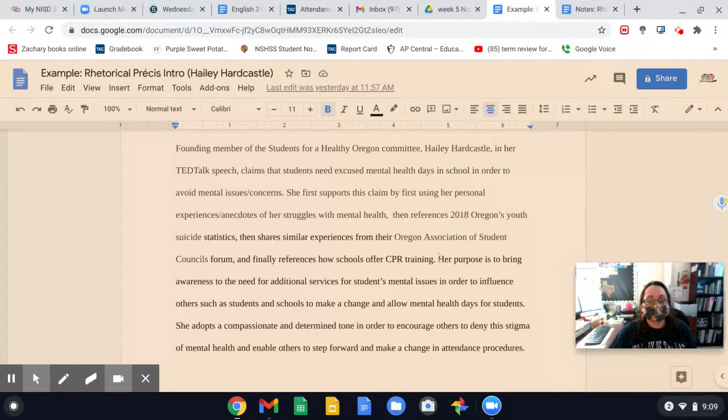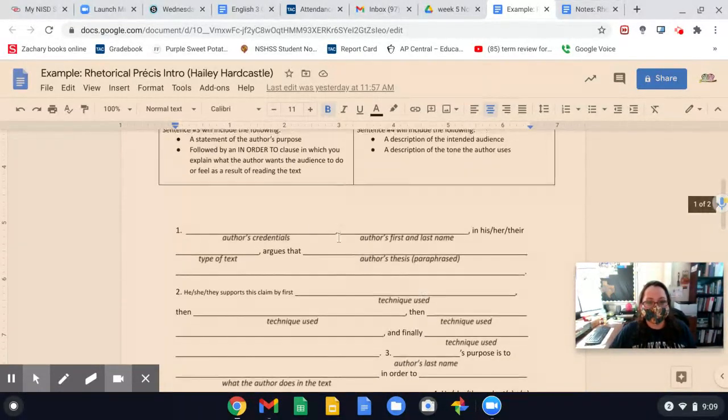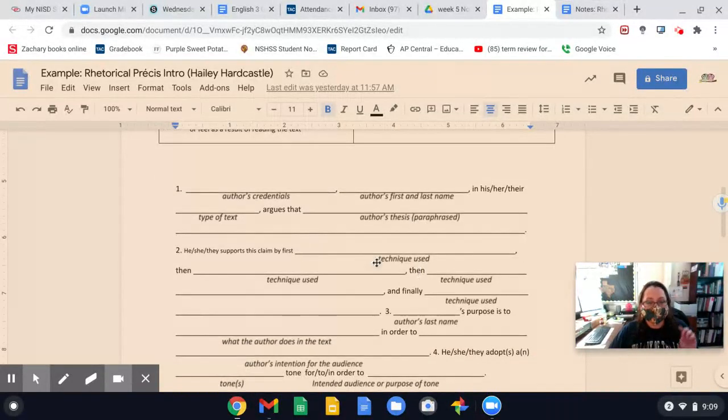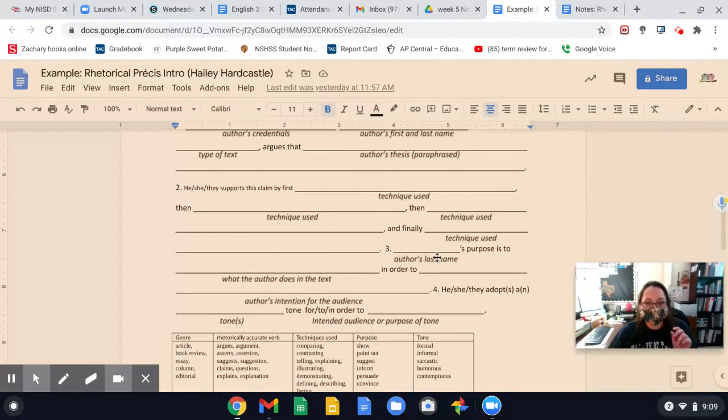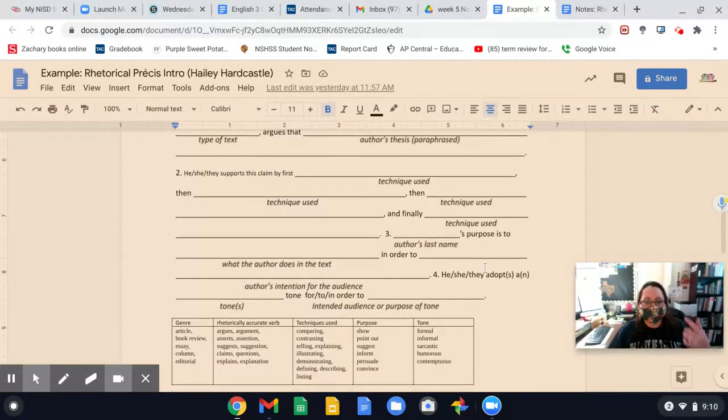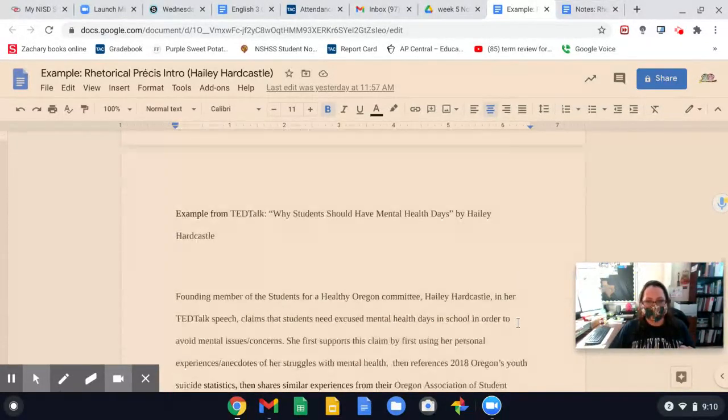All right, so we're starting off, just a refresher: credentials, name, type of text, thesis. Sentence two, list three to four strategies that the writer or speaker is using. Sentence three identifies the purpose and the after effect, like what's going to happen once that purpose is achieved. And then sentence four identifies the tone and why they would take that tone. So here we go.